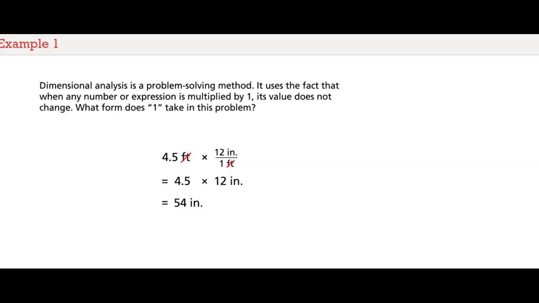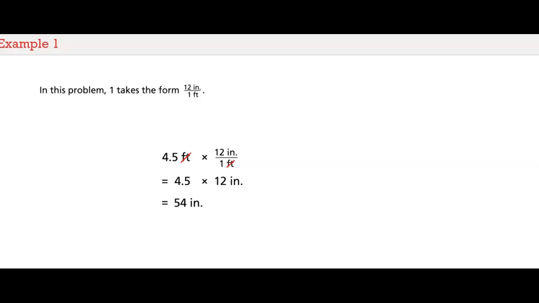Dimensional analysis is a problem-solving method. It uses the fact that when any number or expression is multiplied by 1, its value does not change. What form does 1 take in this problem? In this problem, 1 takes the form 12 inches over 1 foot.